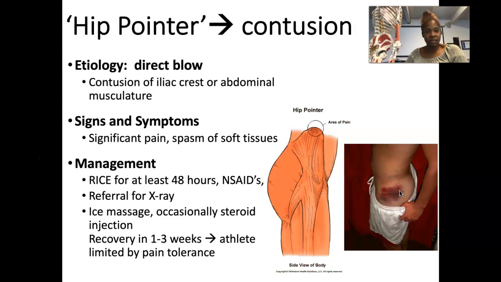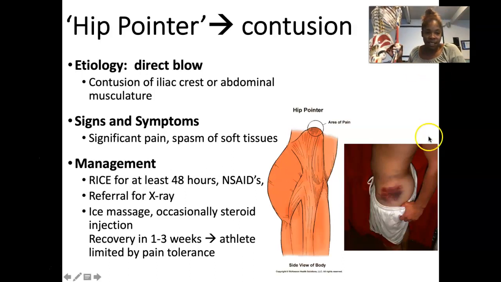So what are the signs and symptoms of a hip pointer? Most often what you'll see is spasming of the hip abductor muscles. Because guess what? If there was a direct blow, now I'm in pain. And one of the protective mechanisms, you guys, is to do what? It's to spasm, to protect that particular joint from more injury, from more use. And so that's why we spasm, right? So that is a sign and a symptom. The other sign and symptom is just tenderness to palpation on that iliac crest.